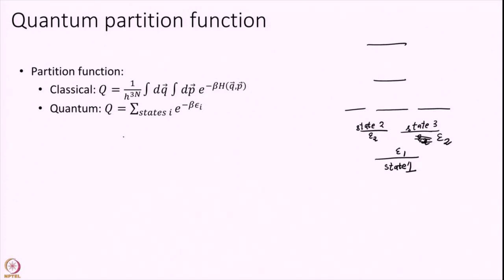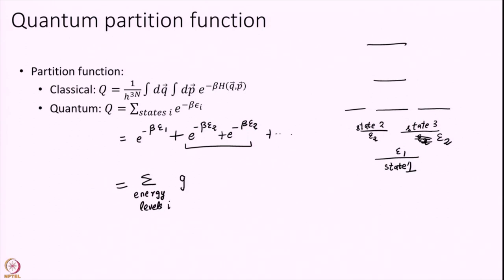So if I am summing over states, what I will have is something like e to the power of minus beta E1 plus e to the power of minus beta E2 plus e to the power of minus beta E2, which will appear twice, once for state 2 and once for state 3, plus so on. So whichever states appear twice will get a factor of 2. Similarly, if a state occurs 3 times, it will get a factor of 3. So in general, I can write this as sum over energy levels g_i into e to the power of minus beta E_i, where g_i is the degeneracy.